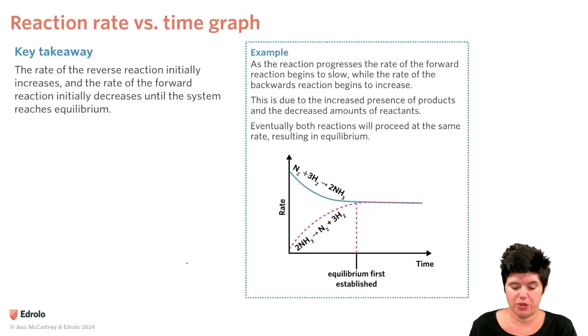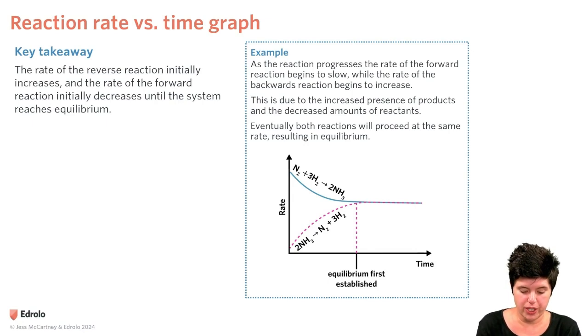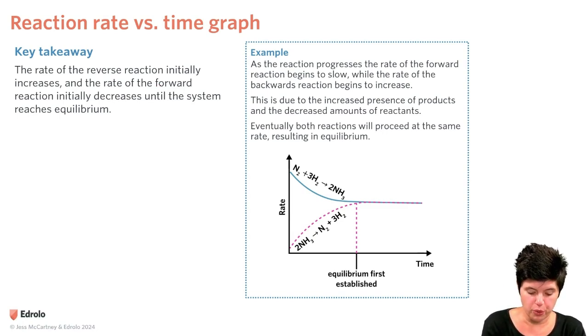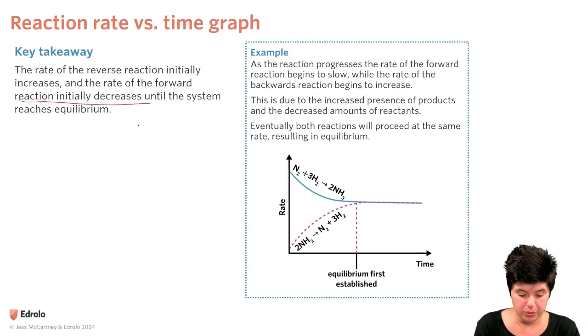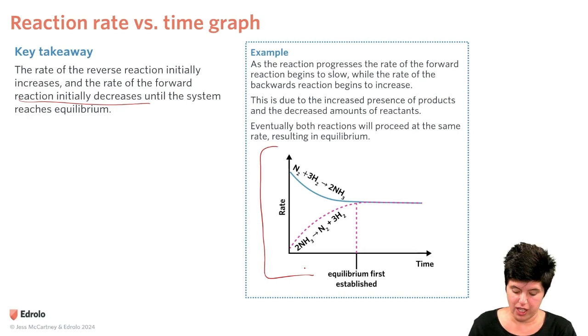So the reaction rate versus time graphs, we're looking at how the rate is occurring for both the forward and the reverse reaction. So you can see that the rate of the forward reaction initially decreases until the system reaches equilibrium, and the rate of the reverse reaction increases. So this is a nice graph showing this. So again, we're looking at the Haber-Bosch process.